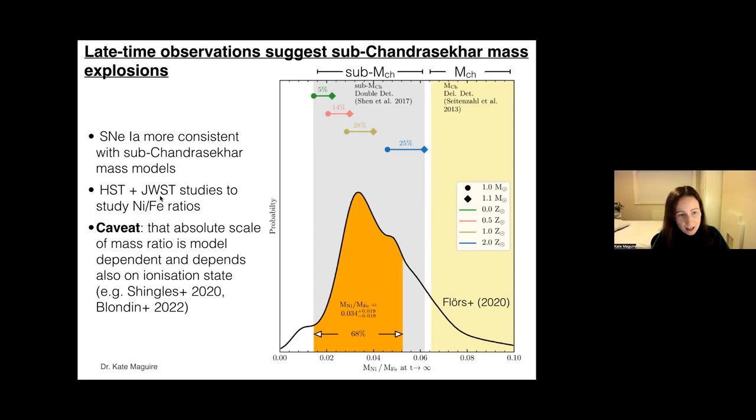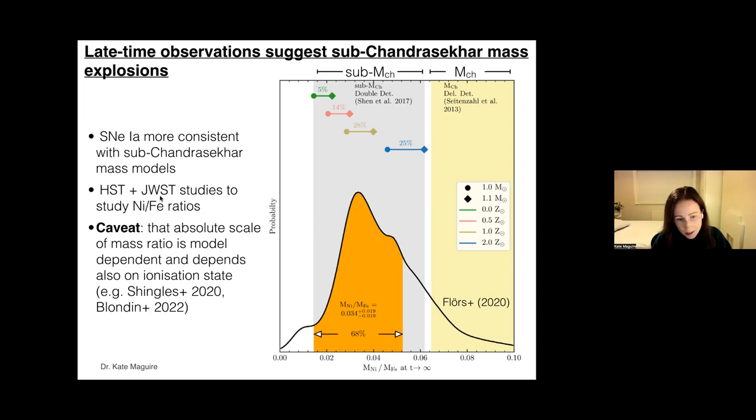I should highlight, there's some nice work that's being done at the moment. The first nebular phase spectrum, which I'm sure you've seen, has come out of JWST by Lindsay Kwok, and they can make some nice constraints on this as well. I think one caveat with these observations, that's been thought about more clearly in the last couple of years, is that a lot of this is dependent on the absolute scale of the mass ratio, and so the hard part is converting from the measurements you make of the line fluxes in the spectra to your masses of your nickel and your iron.